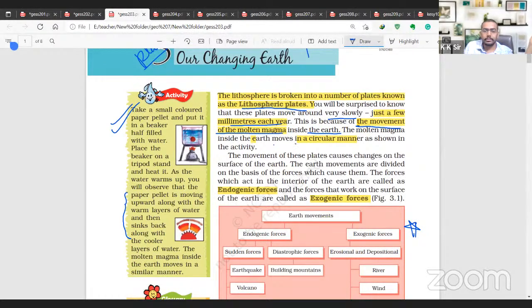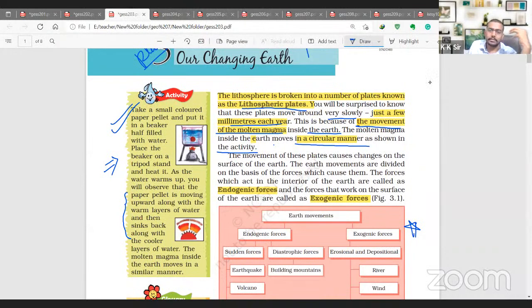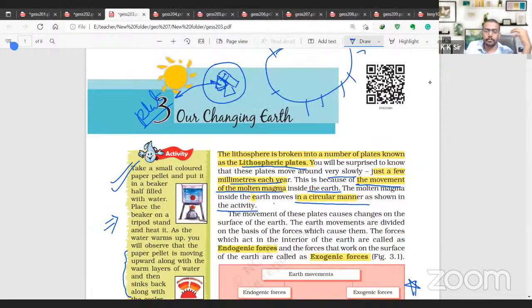Magma inside the earth moves in a circular manner as shown in this activity. This is a very important activity. मतलब NCERT ने इतने अच्छे से इसको explain किया है. देखते हैं. So the activity suggests that you take a beaker. Now all of you have boiled water at some point of time.